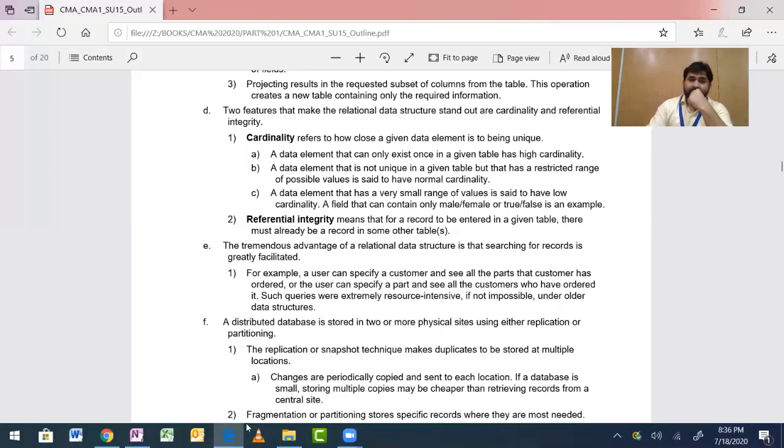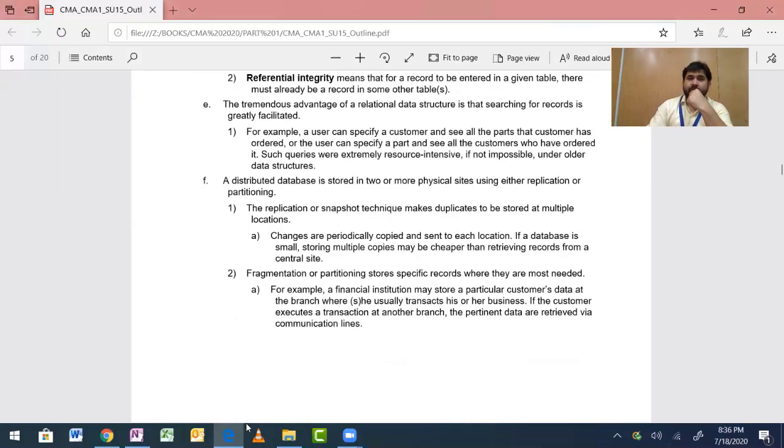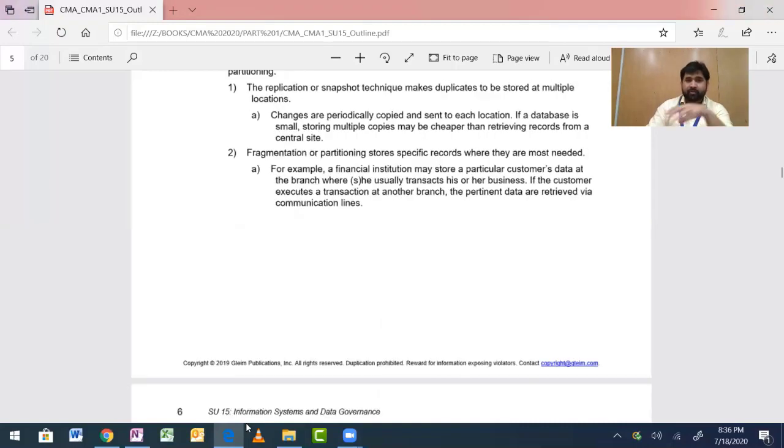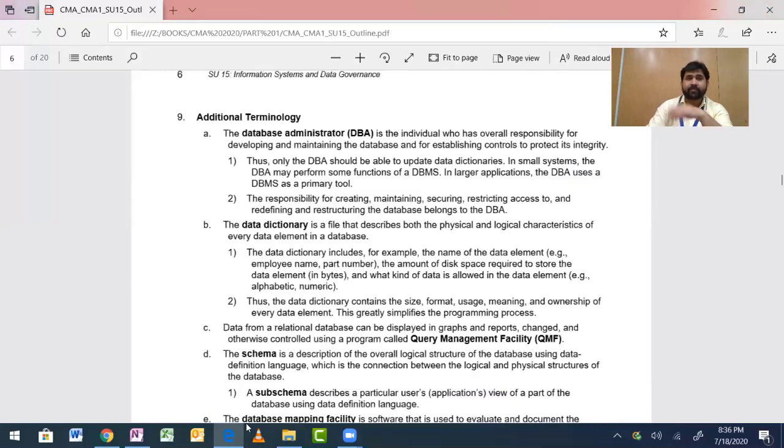A distributed database is stored in two or more physical sites using either replication or partition. So replication means you copy the data and keep it in two places. Partitioning means half of the data here and half of the data there. Fine. So if you combine, you can get the full data.